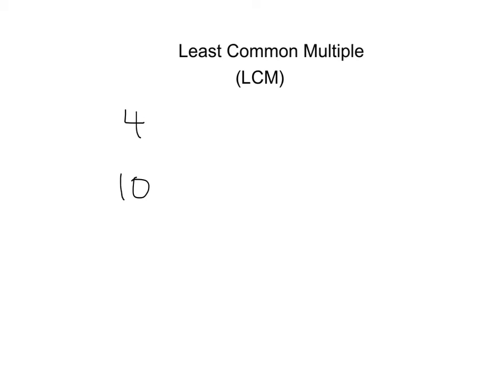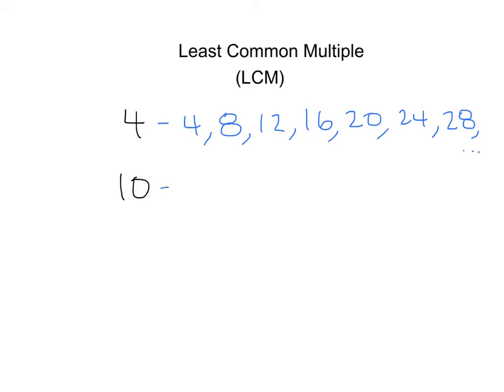So I'm going to start off by listing some multiples of each of those. For 4, we could do 4, 8, 12, 16, 20, 24, 28, and so on. I'm running out of room there. Okay, and then how about for 10? 10 would be 10, 20, 30, 40, 50, and so on.